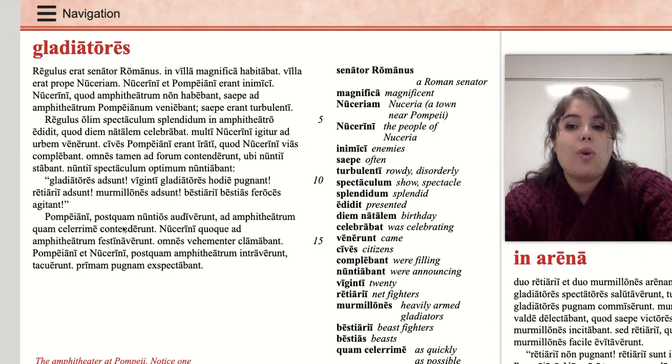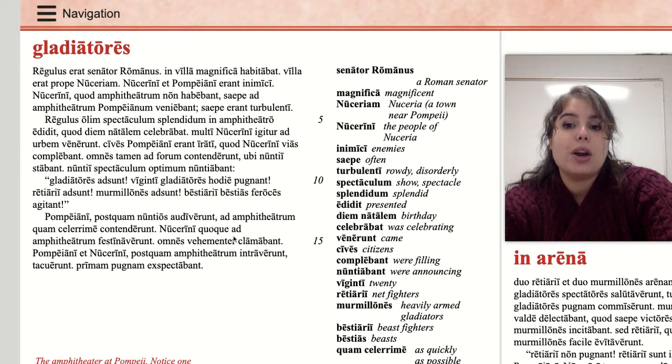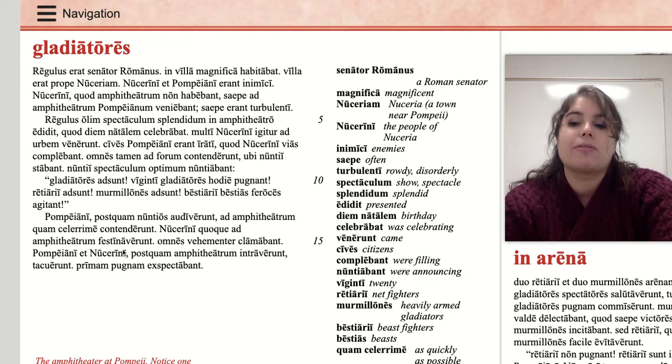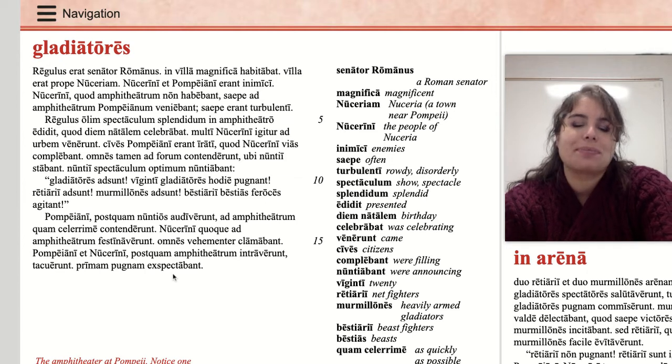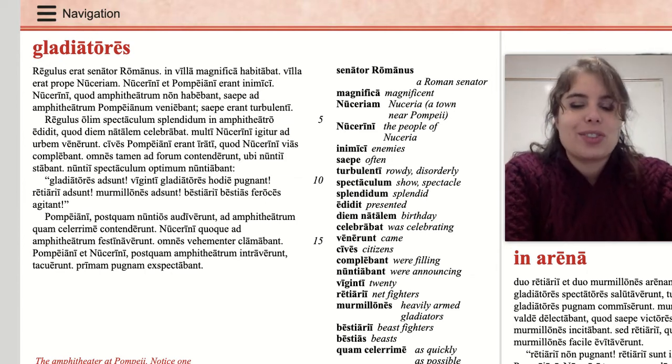Pompeiani, postquam nuntios audiverunt, ad amphitheatrum quam celerime contenderunt. Nucerini quoque ad amphitheatrum festinaverunt. Omnes vehementer clamabant. Pompeiani et Nucerini, postquam amphitheatrum intraverunt, tacuerunt. Primam pugnam expectabant.